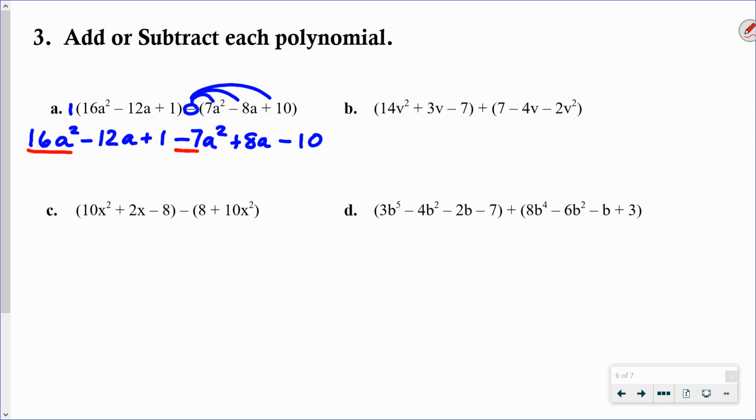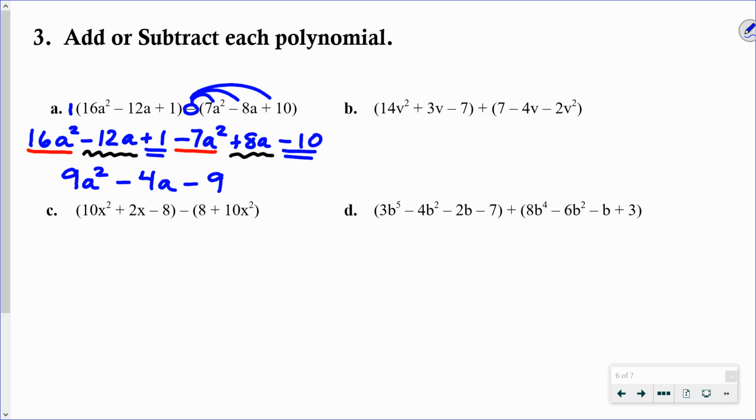So I'm going to start with the a squareds. That gives us 9a to the second because a positive 16 and a negative 7. Now I'm going to look at the a's. So I have a negative 12a and a positive 8a. That's going to give us a negative 4a. And then finally, we're going to finish up with the constants. A positive 1 and a negative 10 is a negative 9.